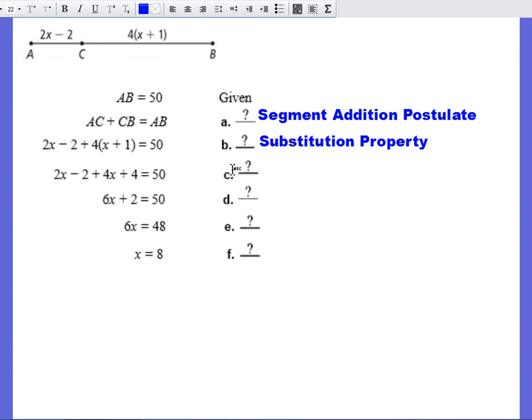So from B to C, what happened? I haven't talked about every single little property because a lot of these things you already know and they're just common sense. But hopefully you recognize that they distributed the 4. So this is distributive property. From here to here, what did they do? They just combined like terms. They simplified. That's fine. So I'm just going to put simplify.